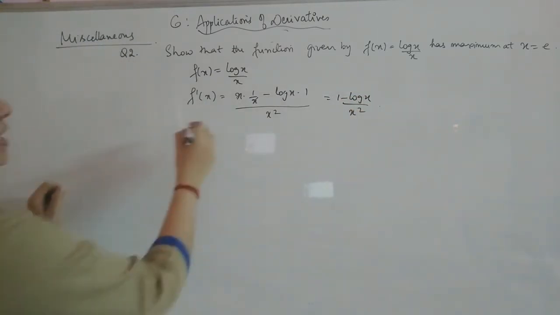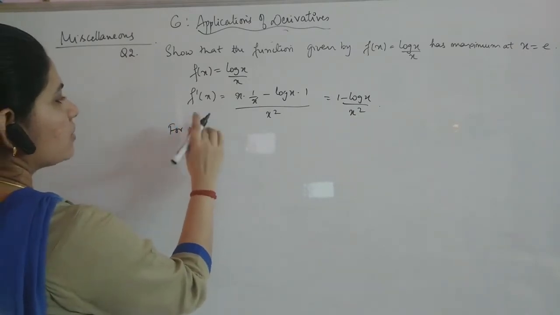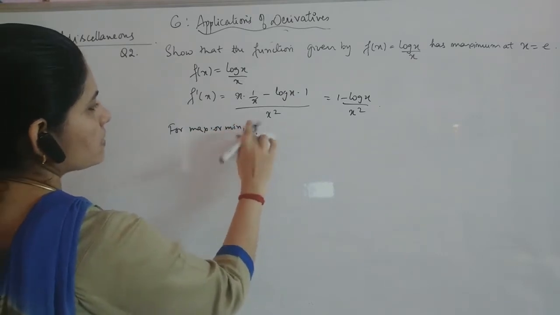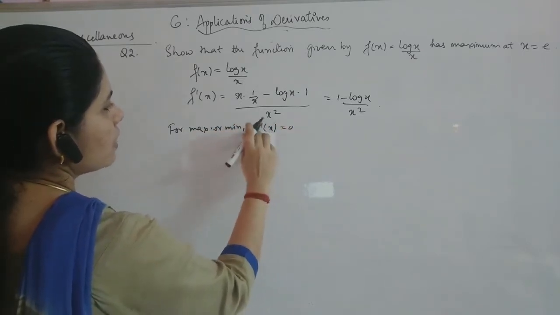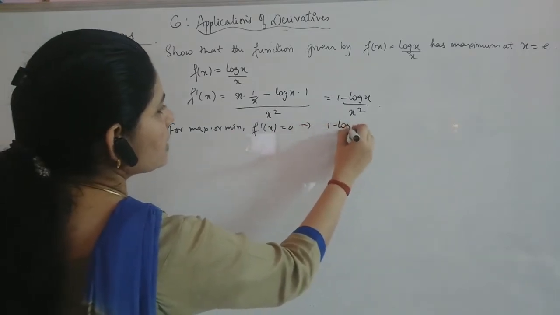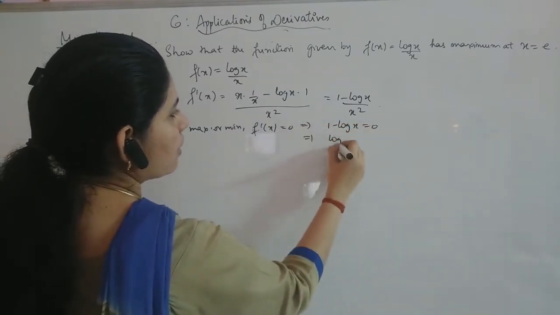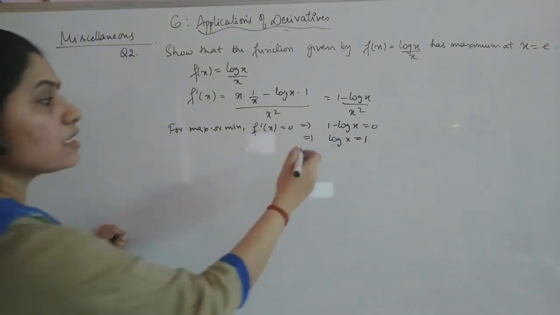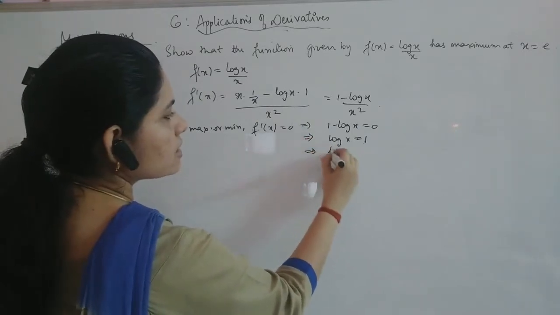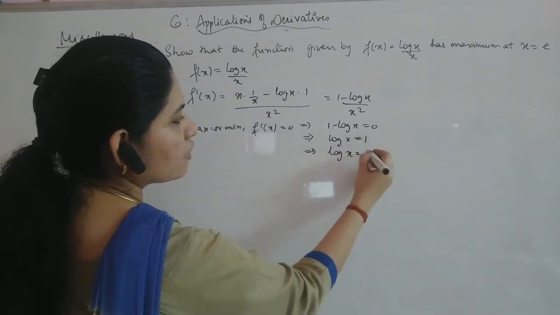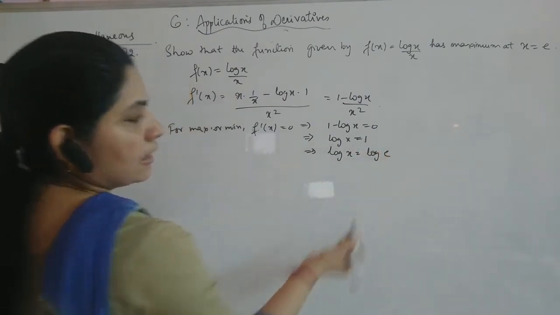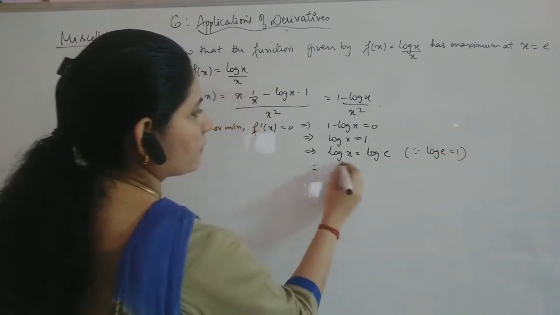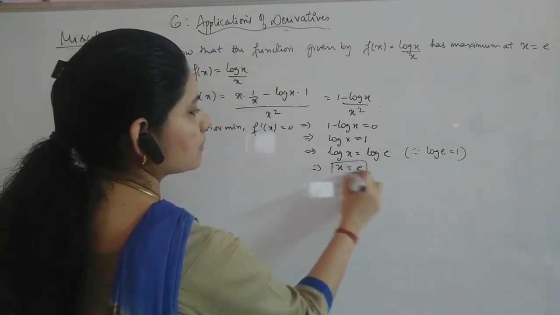Now what we need to do, for maximum or minimum value, we have to equate this to 0. F dash of x equal to 0 will give you 1 minus log x equal to 0. That is log x equal to 1. Now we are just replacing this 1 as log e. Log e's value is 1. So we are just replacing this in order to get the value of x. We are writing 1 as log e. So from here you will get x is equal to e.